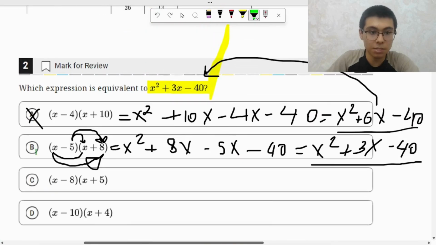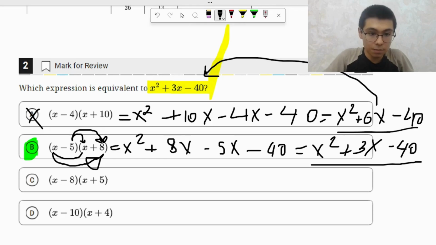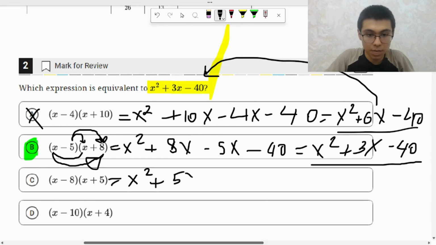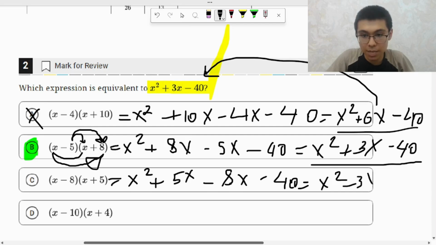But in this case, I'm gonna explain the others as well. So choice C, x squared plus 5x minus 8x minus 40. And this will equal x squared minus 3x minus 40. So in this case, it's minus 3, while here we have plus 3. So C is also wrong.